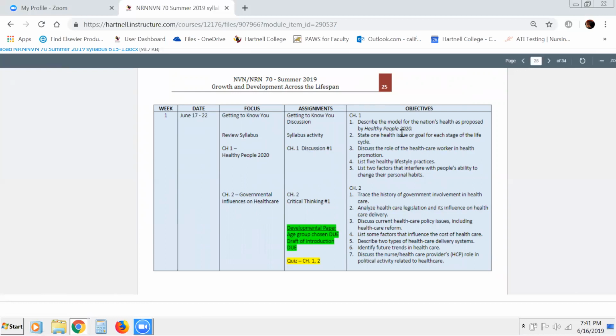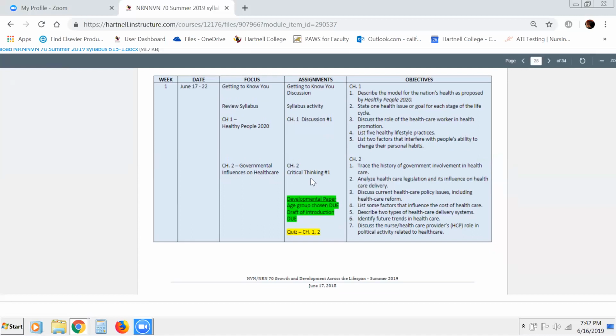Here are the objectives for Chapter 1 and the objectives for Chapter 2. The assignments are the mandatory core assignments. So, for example, the discussion for Chapter 1 is mandatory. The critical thinking question for Chapter 2 is mandatory. The getting to know you discussion is mandatory. The syllabus activity is not.